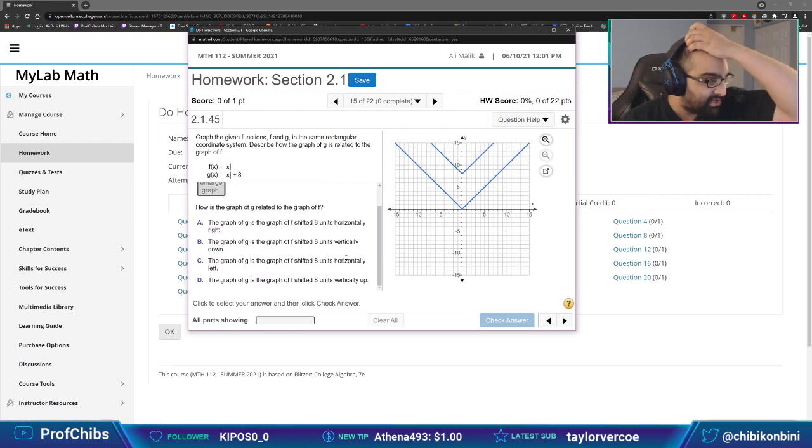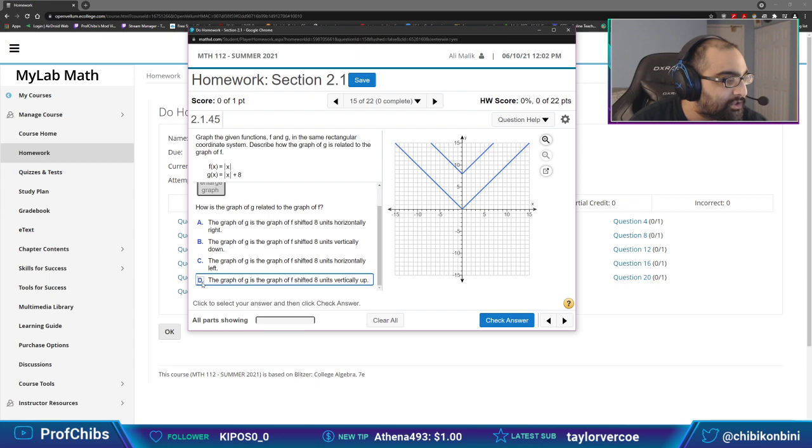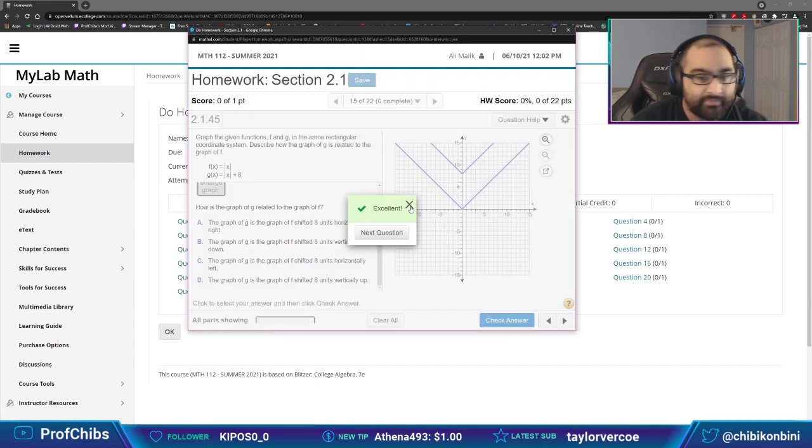So in this case, how is the graph of g related to the graph of f? Well, Josie, the first graph is this big V for the absolute value of x. Compare it to what happened when you drew the absolute value of x plus 8. In this case, the graph actually shifted up by 8 units. So the answer for this question would be D: the graph of g is the graph of f shifted 8 units vertically up. So we went from 0, 0 all the way up 8 units, and then we can check that part, and that's what we got.